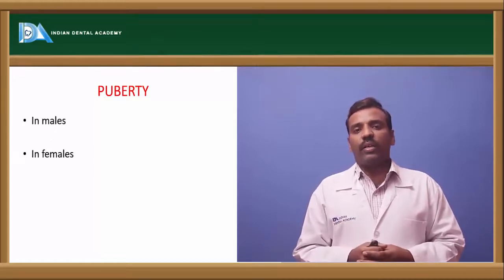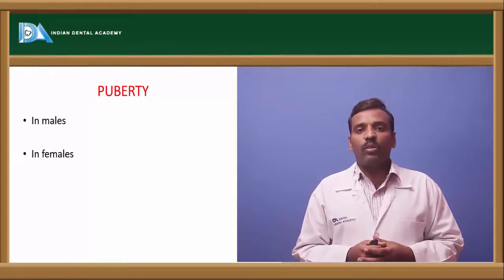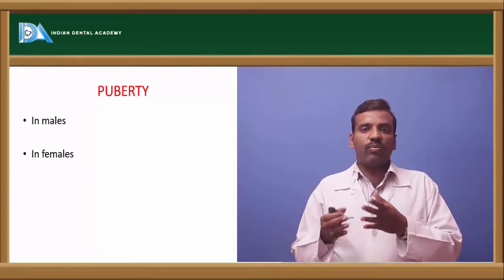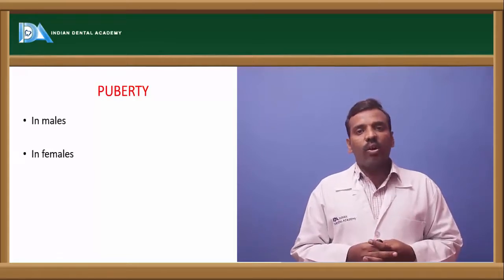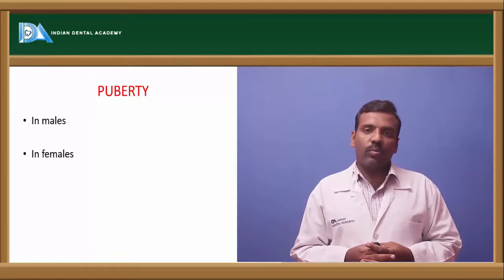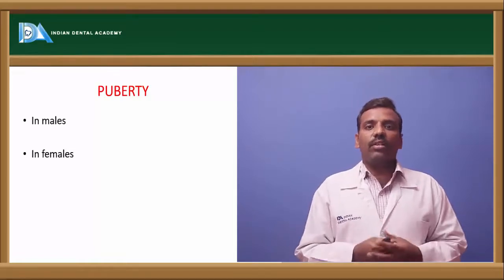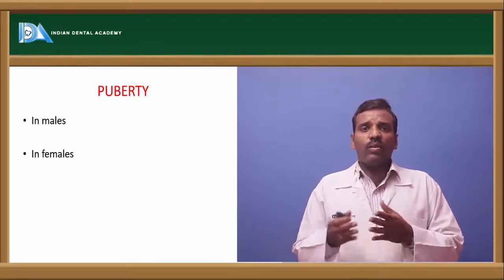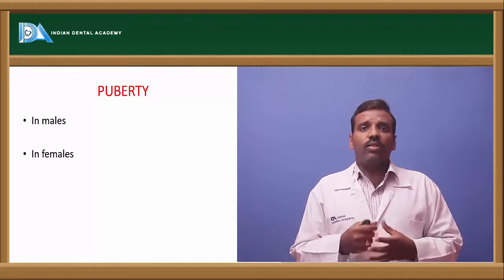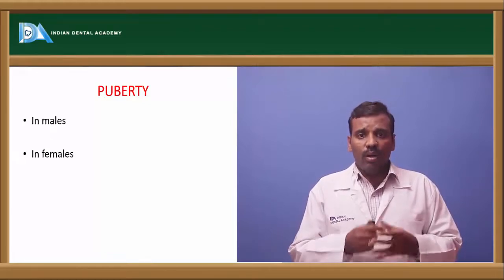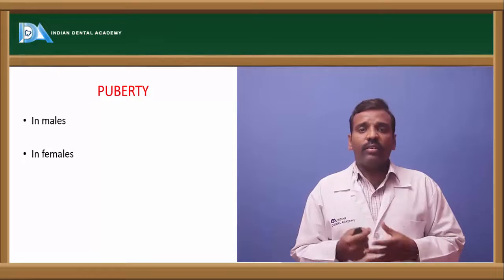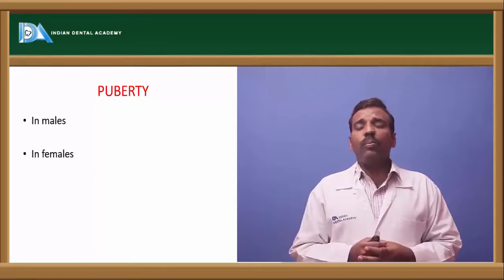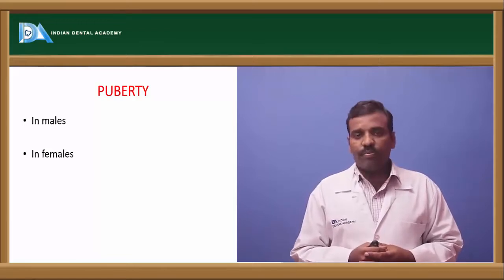What happens in puberty? The production of sexual hormones starts. In the female, there is production of the estrogen and progesterone hormones, and by that the female characters are developed. Next, in males, at the time of puberty, there is production of the testosterone hormone. It is a sex hormone in males, and at the same time, it develops the male sexual characters.